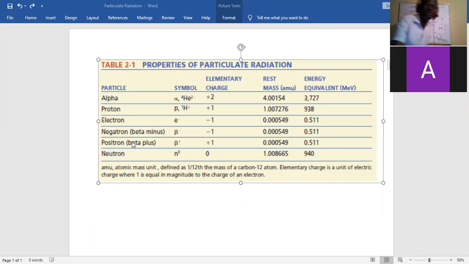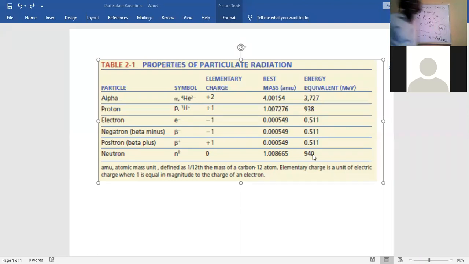Then we have a positron, a positive electron, beta plus. Of course, the energy is 0.51. Then we have a neutron, which has an energy equivalent of 940, very close to that of a proton, slightly heavier than a proton, about the same thing.